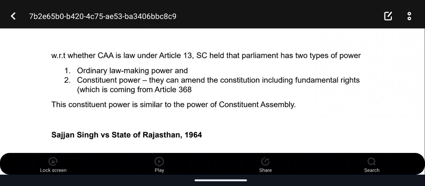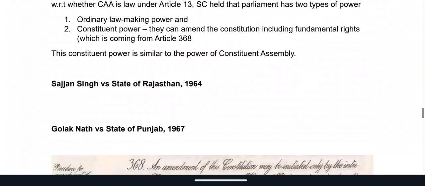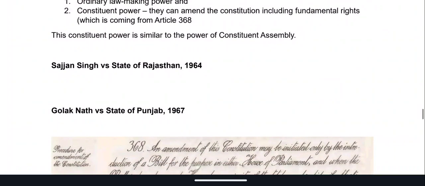The moment it is not getting hit by Article 13(2), I can amend, or I can change, or I can abridge the fundamental rights. So this is the conclusion of the Shankari Prasad case. I hope this is clear up to here. Now, coming to the next aspect, there was also another case.